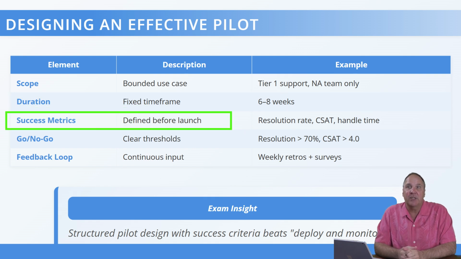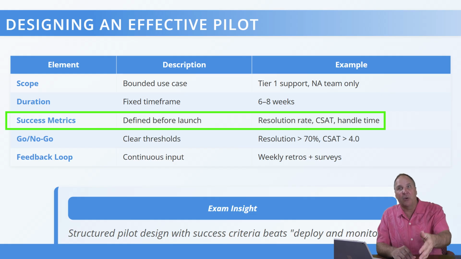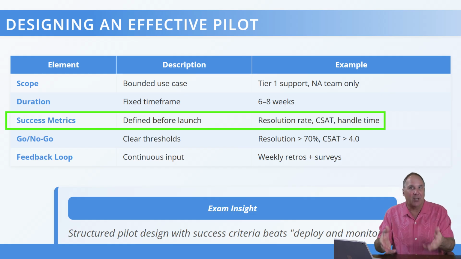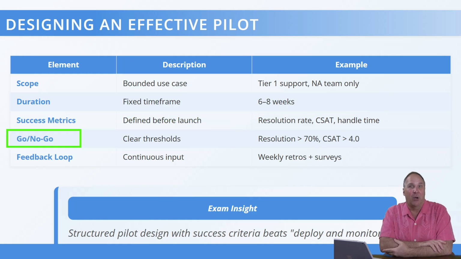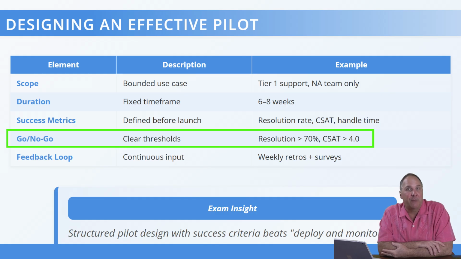Third, define your success metrics. Define these before you even start. Resolution rate, customer satisfaction score, average handle time, your escalation rate. If you don't define success up front, you can't prove it afterward. Fourth, your go or no-go criteria. What results mean scale this up versus let's stop and rethink? Be specific. If the resolution rate exceeds 70% and customer satisfaction stays above 4, we'll proceed to a full rollout.